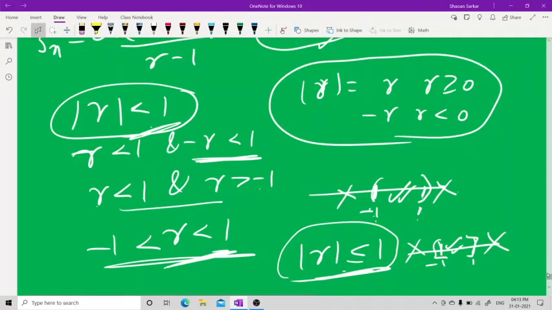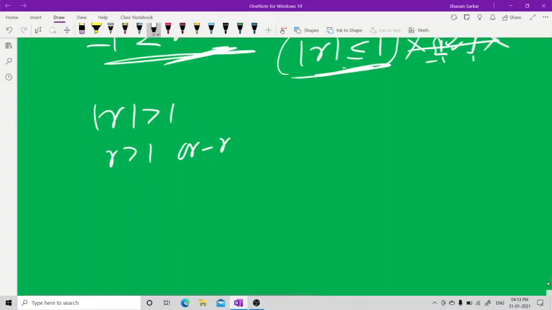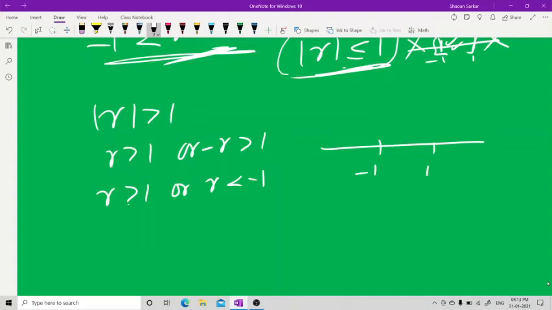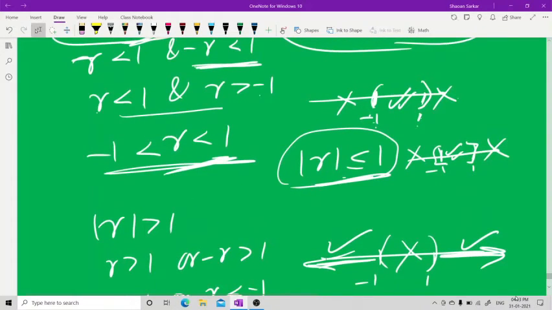Similarly, now look here. If I discuss mod r greater than 1, you already know what it is. r is greater than 1 or minus r is greater than 1. So r is greater than 1 or r is less than minus 1. Let us take the interval minus 1 and 1. Now either r is greater than 1, this side, or r is less than minus 1, that is this side, but never this side. Earlier, these two sides were possible. See the difference in the diagrams. Here, everything inside. Here, everything outside. This is the only difference.